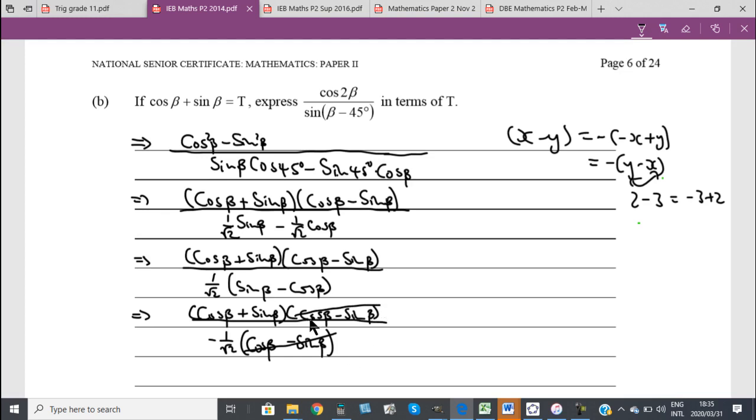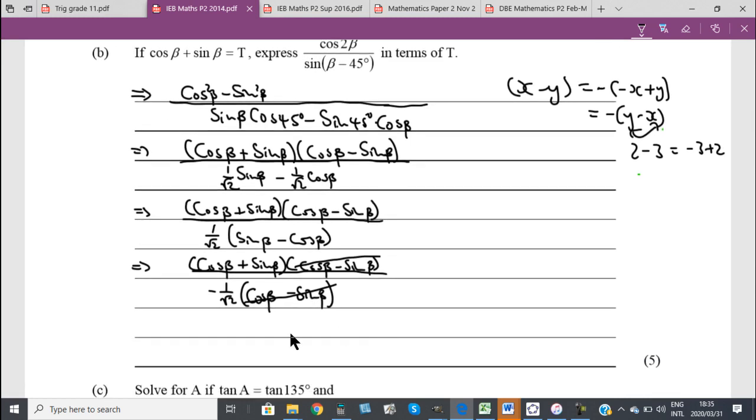Okay, you can obviously cancel them out, minus sine plus cos, but for you to see clearly, I had to change it. So this is now cos. Now we have cos beta plus sine beta, and we can replace that by t. So we can do that right away actually. So I'm going to replace my cos beta plus sine beta by t.